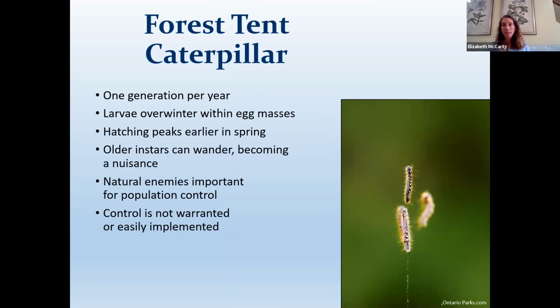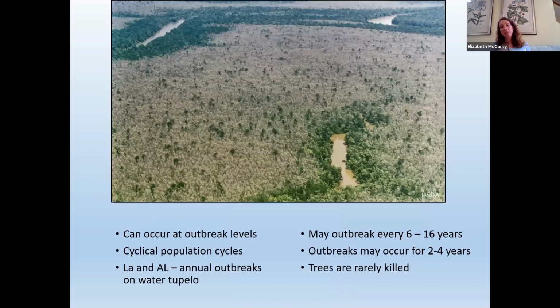They'll overwinter as egg masses. And again, older instars can wander around, sometimes being a nuisance. I'm usually just pretty delighted when I get to find one and let it crawl along my hand. Natural enemies are going to be important for control. And again, control is generally not warranted or easily done. That being said, these can occur at outbreak levels.